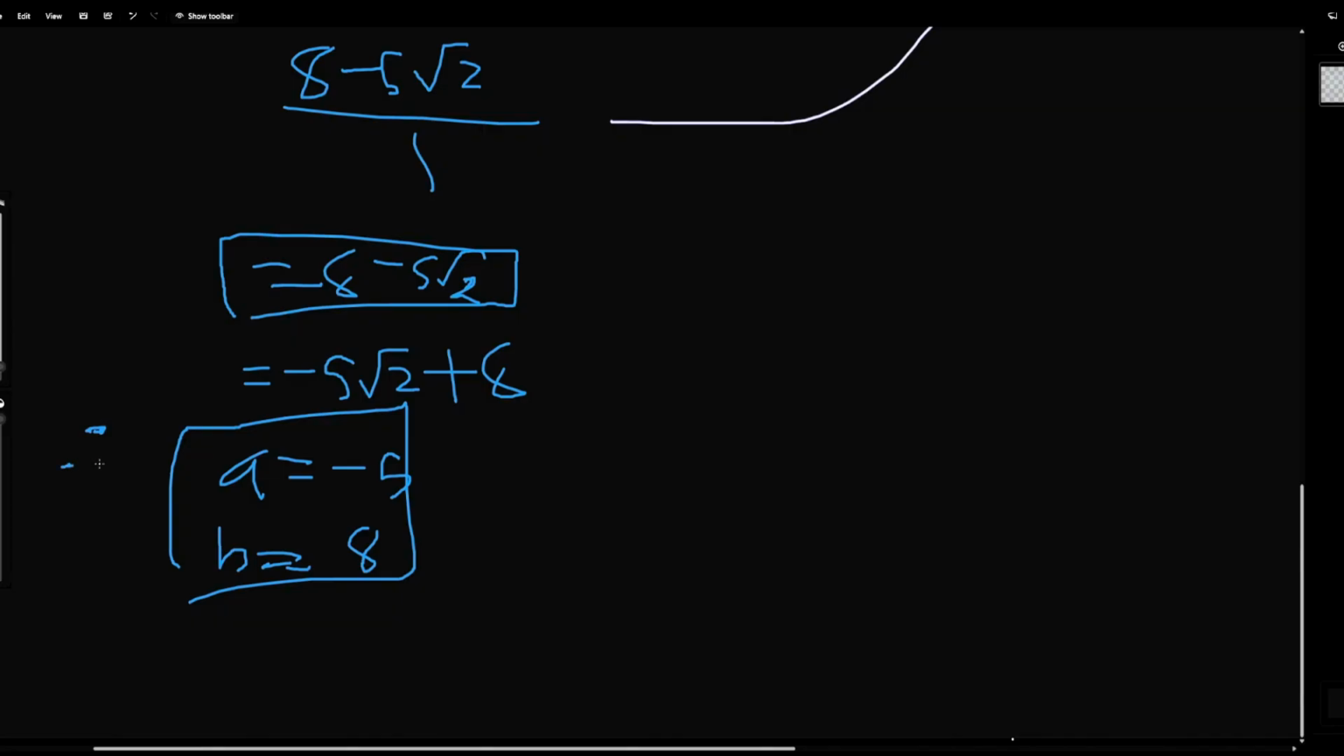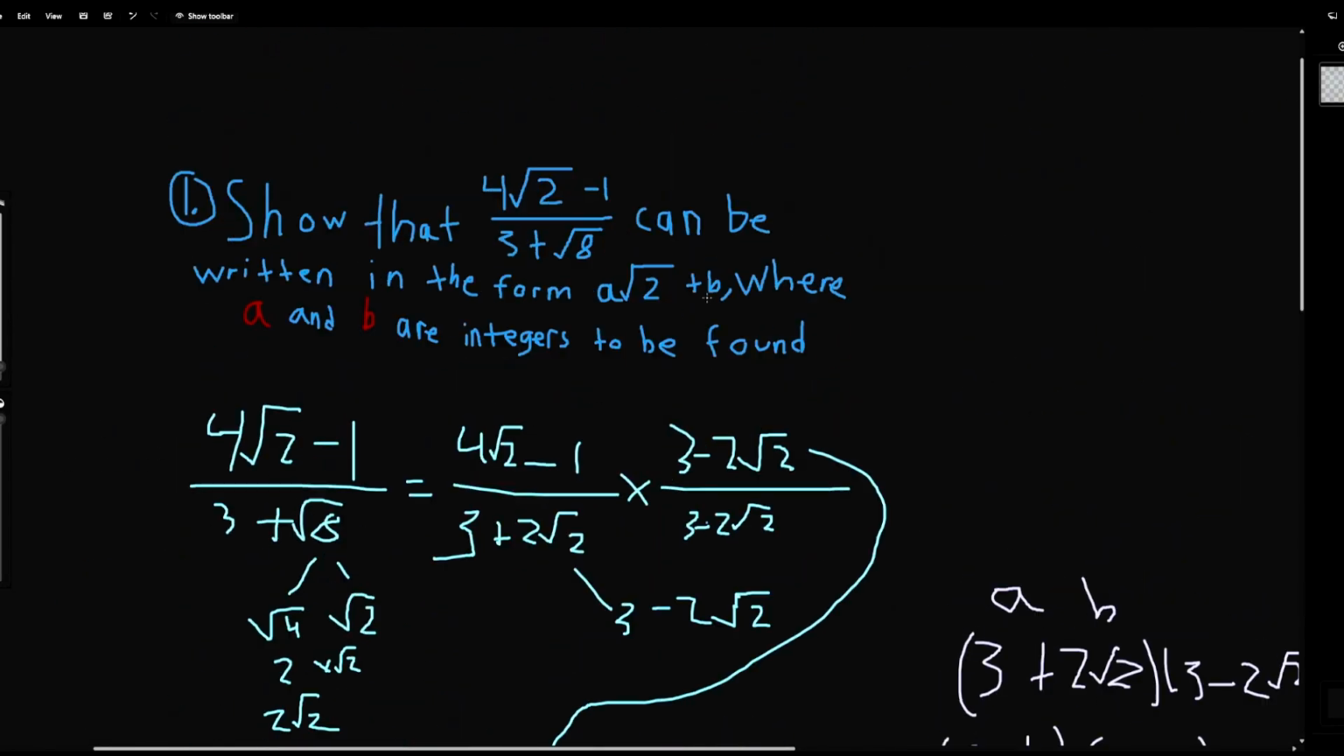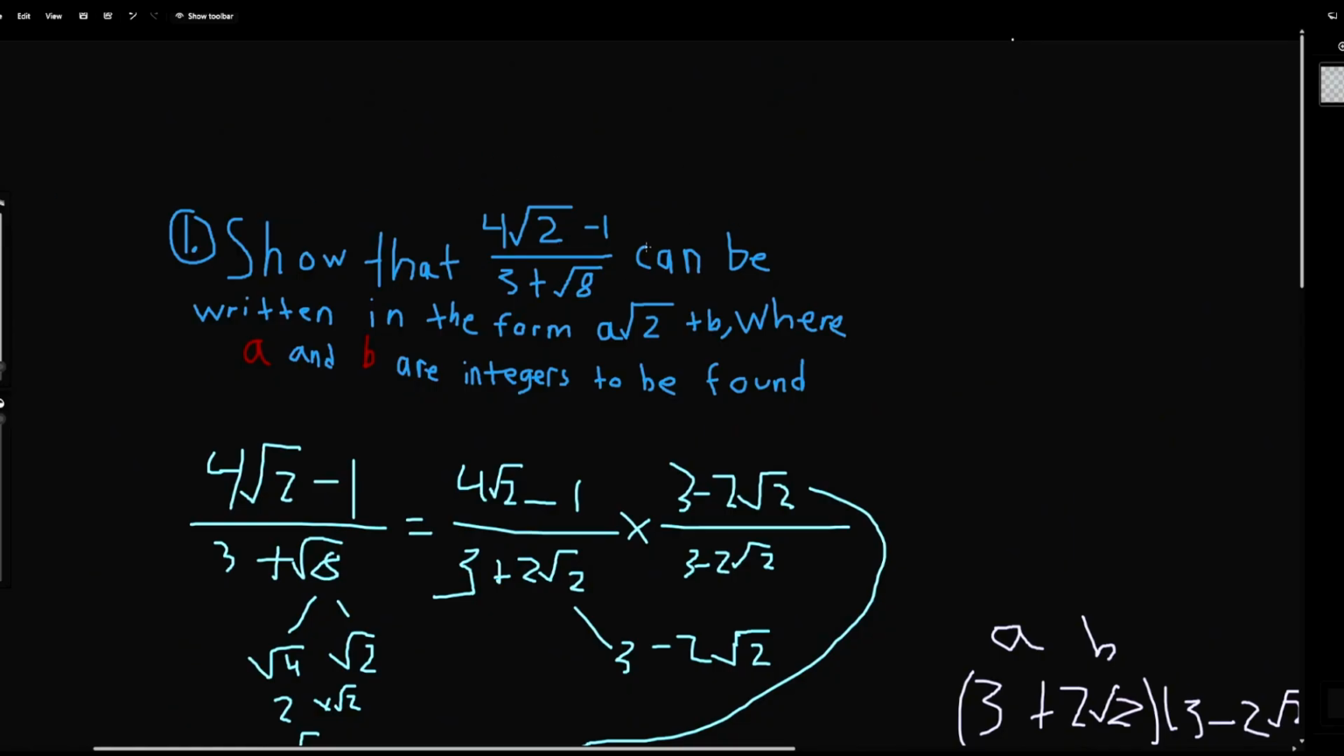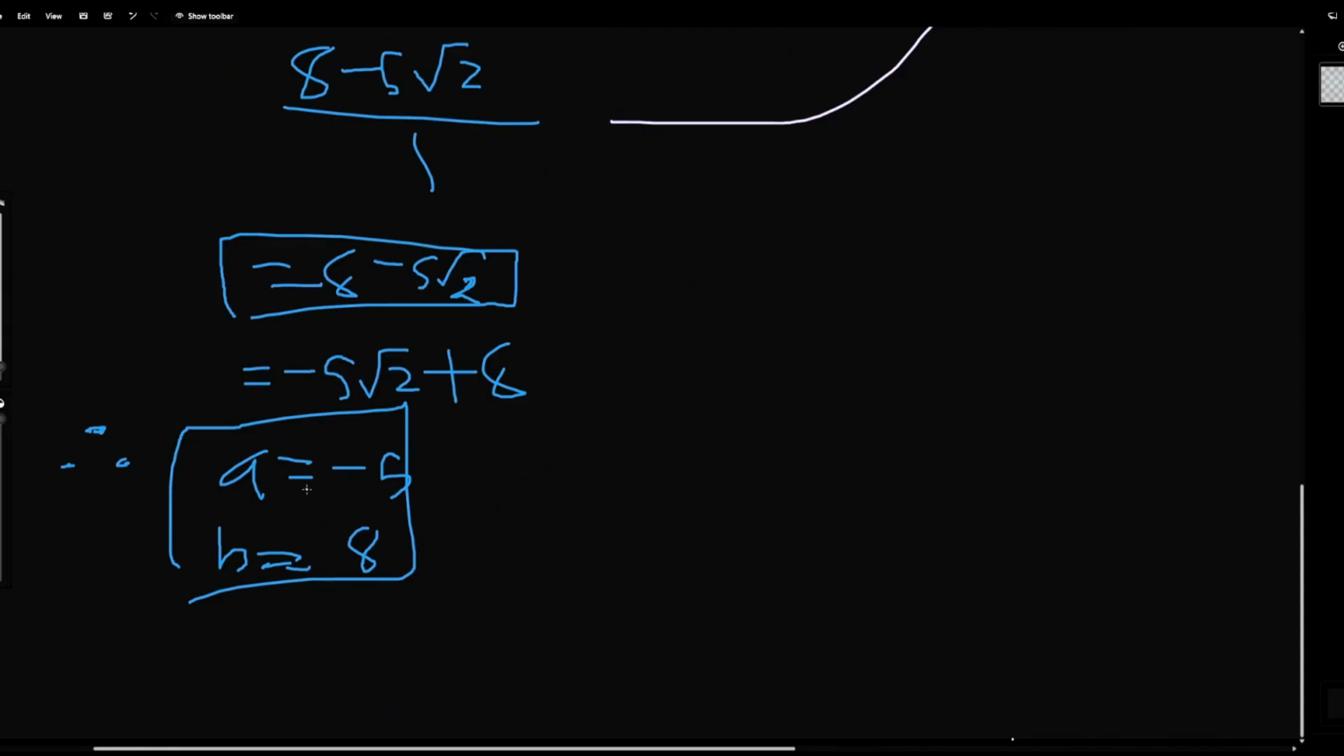And that's our answer. So that's how to rationalize, very easy, when you have a square root in the denominator and you want to find a and b as integers to be found. So that's the final answer. a is negative 5, b is 8, and that's how you rationalize. So yeah, that's all.